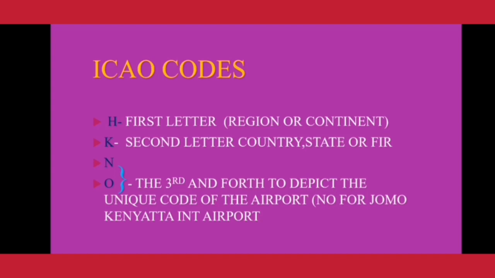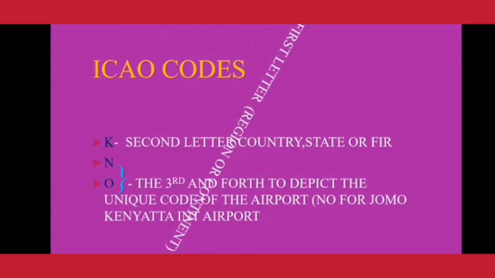And then the third and the fourth letters, N and O, depict the unique code of the airport. For example, NO for Jomo Kenyatta International Airport. And this marks the end of our discussion for this.